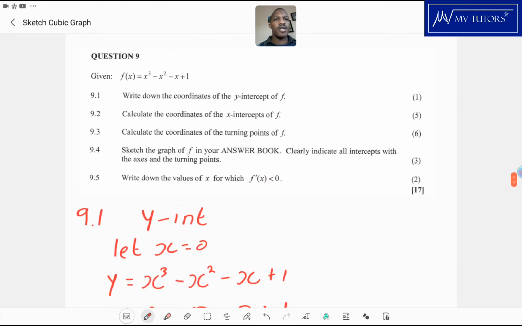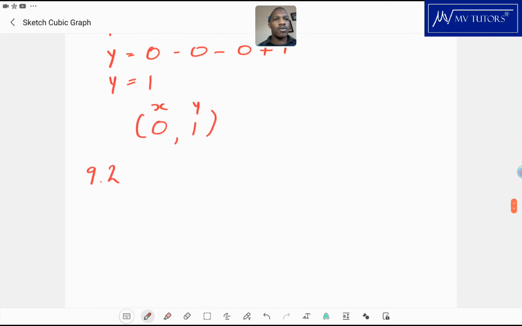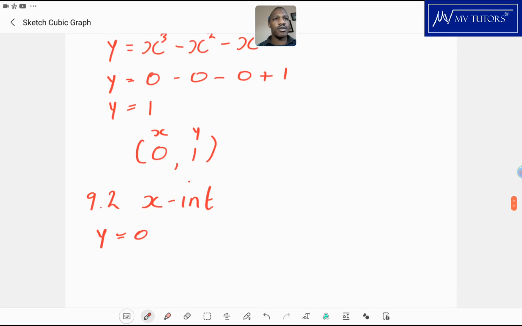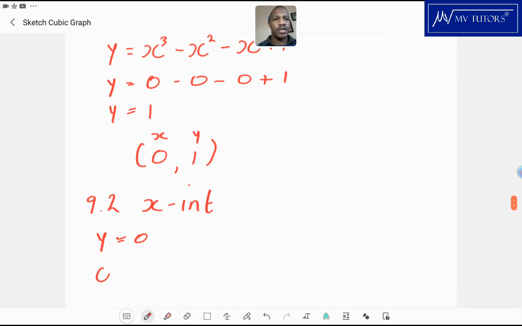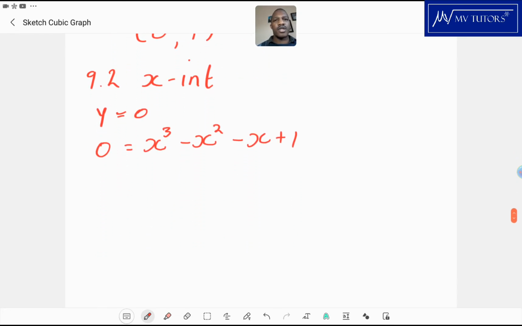Now what do they want in 9.2? Calculate the coordinates of the x-intercepts. So they want the x-intercept. What did we say about it? We said you let y equal 0. Now if we rewrite the equation, we're going to say 0 is equal to x cubed minus x squared minus x plus 1. Now there are different methods to solve for x, like we've discussed above.